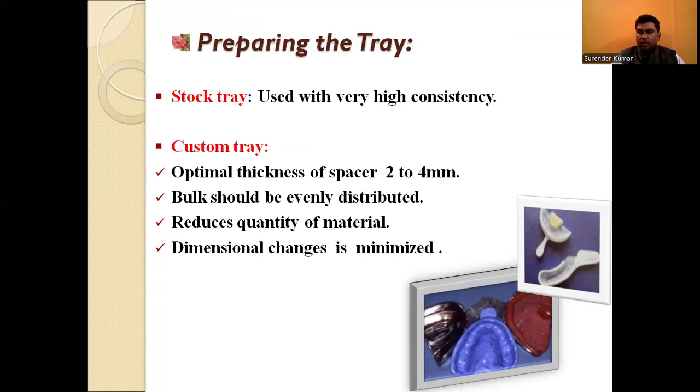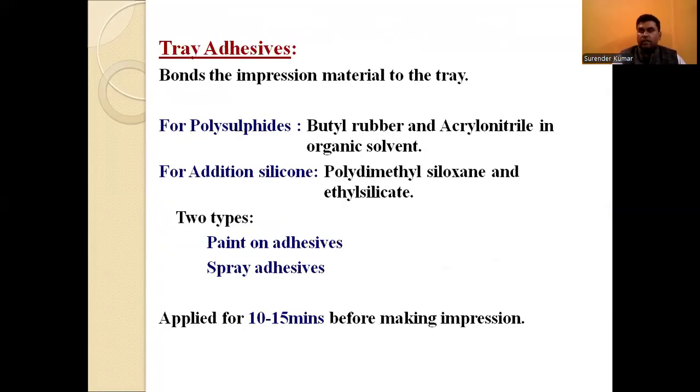There is the stock tray, which is used with a very high consistency. There is the putty consistency. We use the stock tray or the custom tray, which has 2 to 4 mm of spacer. The bulk should be evenly distributed, which reduces the quantity of the material, and dimensional change is very less. So you have to select which tray you require.